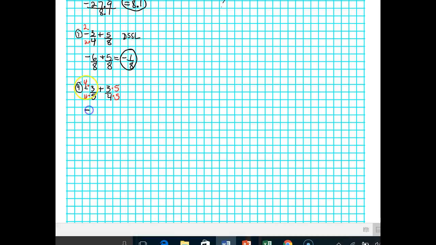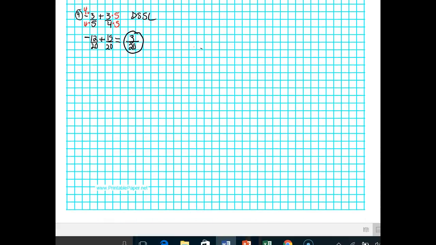So we get negative, don't forget the negative sign, 12/20 plus 15/20. And again, it's DSSL, different signs subtract, keep the sign of the larger. So we get 15 minus 12 is 3. I had more positives than I did negatives, so 3/20. So far, everything is nice, neat, organized on my paper. A teacher can tell what the problem was, what work I showed, and where's my answer. So let's do number 11. Skip 2 spaces, 1, 2, 11.